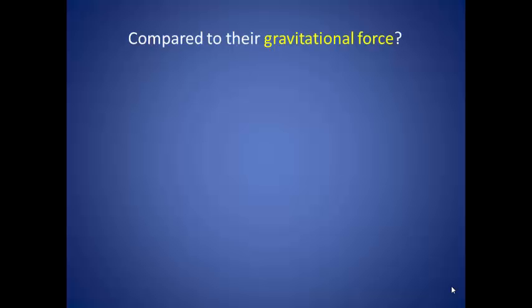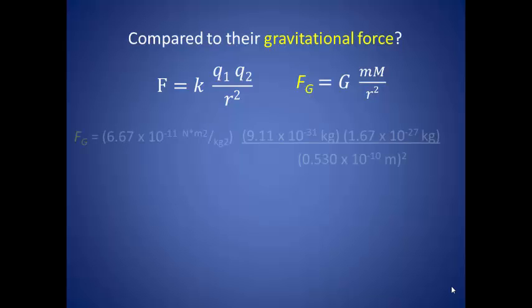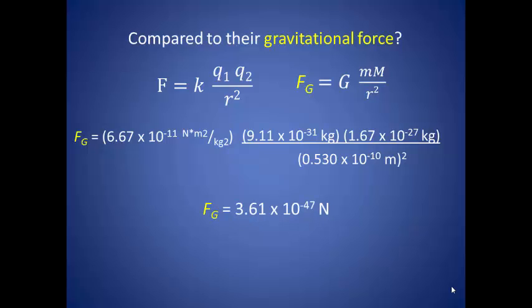Now, Coulomb's law is describing the attraction between two charged particles. It wasn't very long before this relationship started being compared to the gravitational attraction between two objects. In fact, when you look at the two equations, they are extremely similar. We can find the force of gravitational attraction between a proton and an electron simply by plugging in the different values. This gives us a gravitational force of 3.61 times 10 to the negative 47th newtons.